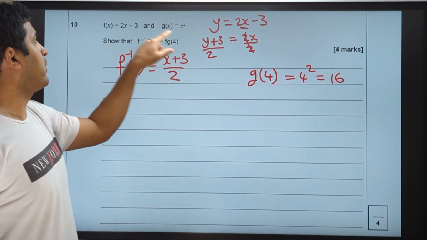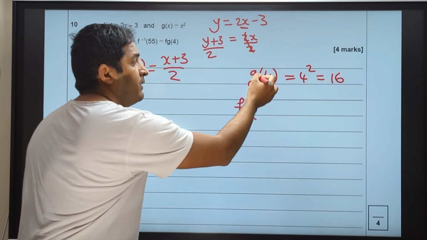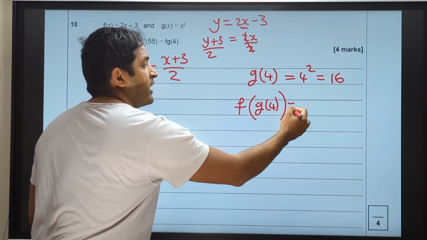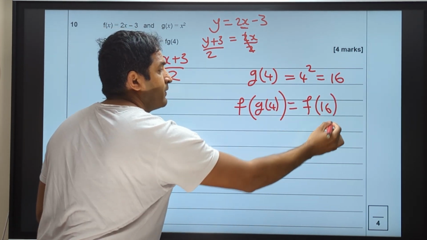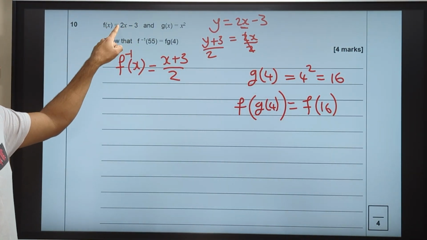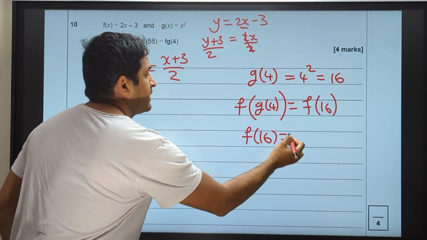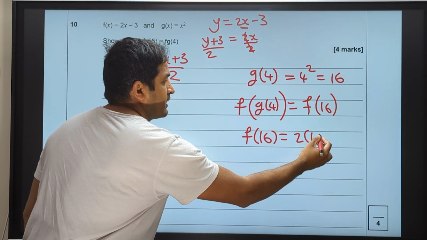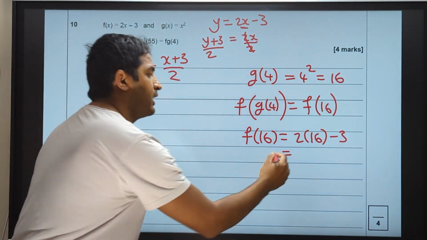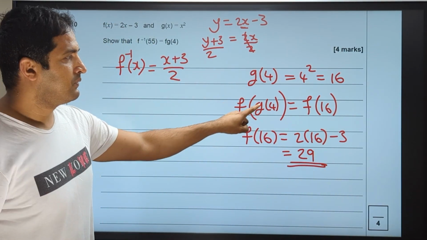Now we're going to put g of 4 where the x is in f. So we're trying to find f of g of 4. g of 4 is 16, so we're trying to find f of 16. Wherever you see x in the function f, we're going to replace it with 16. So f of 16 is equal to 2 times 16 minus 3. So 32 take away 3 is 29. And that's our answer for fg of 4.